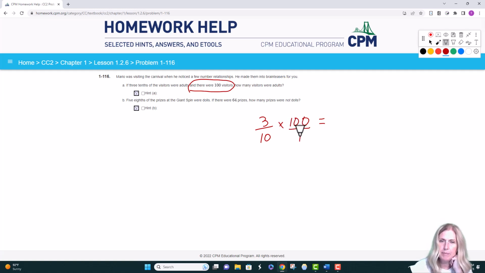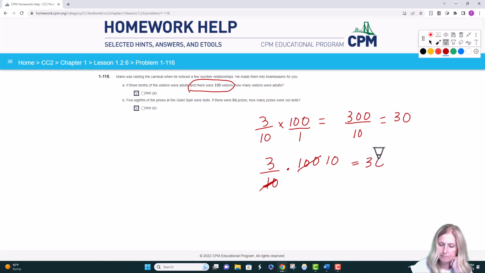You can do that if it makes you feel better, and multiply straight across. And then when you divide this, it's going to be 30. Or another thing you could have done is 3/10 times 100, and simply cross multiply. 100 divided by 10 is 10, and then 3 times 10 equals 30.